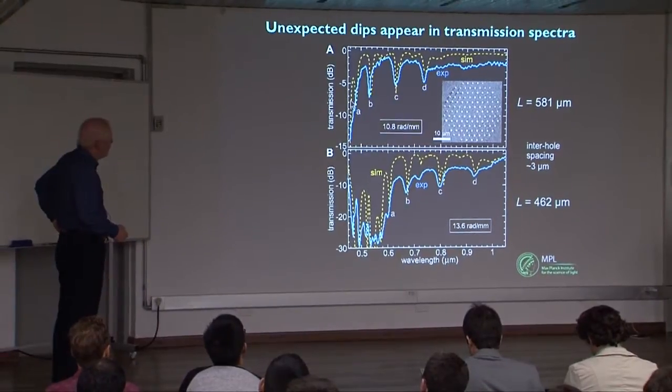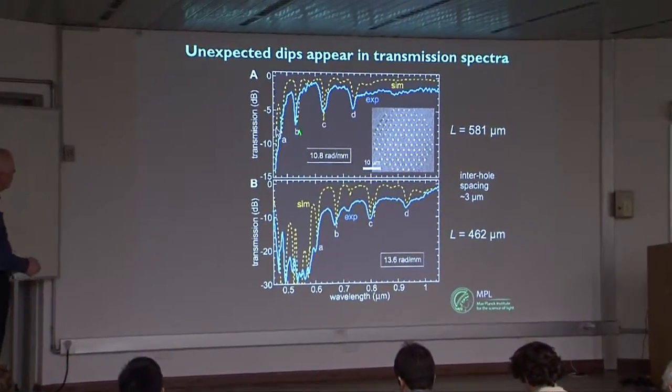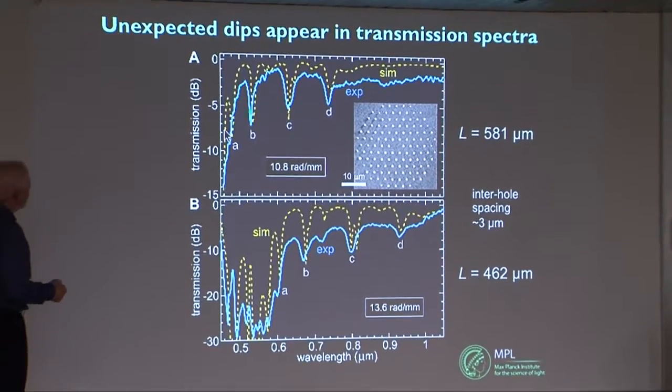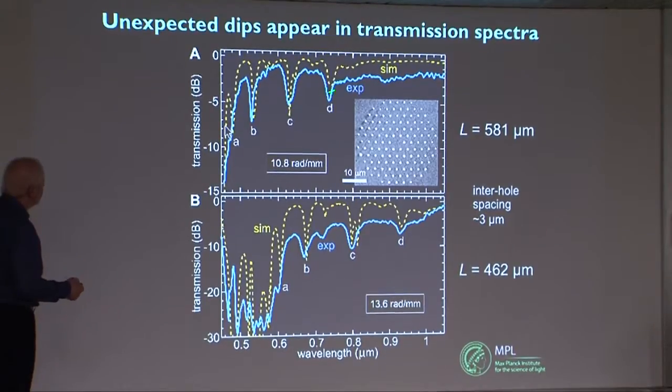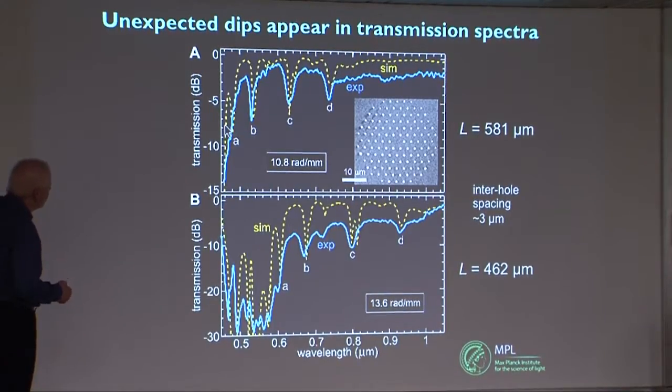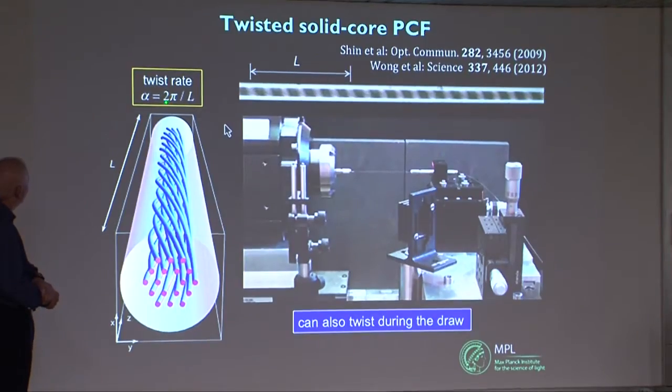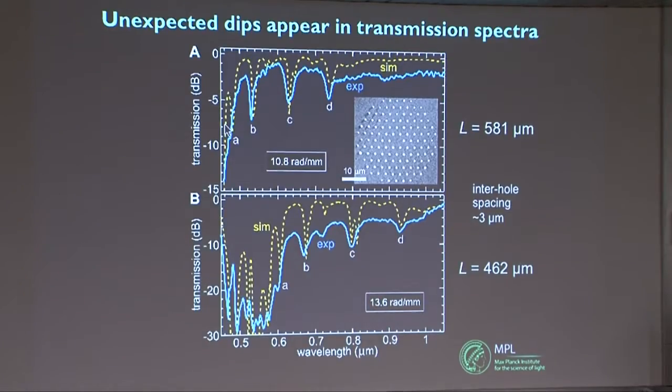So we take the twisted fiber, we put in broadband light, and we look at what comes through. These are two typical measurements. You see these weird dips in the spectrum. In this case, you can see three, and there might be a fourth one. We can't really see it so well. But if we increase the twist rate, so make the pitch smaller, where the twist rate, by the way, is 2 pi over the pitch, which I call the twist rate alpha, what we find is that these dips move out to longer wavelength in a very reproducible way. So D is moved out to here, C is moved to here, B to here, and so on.